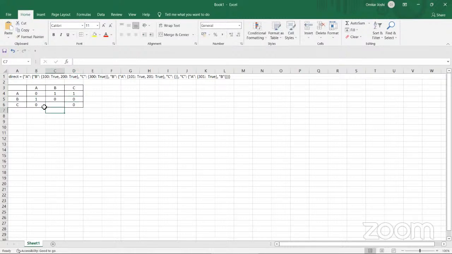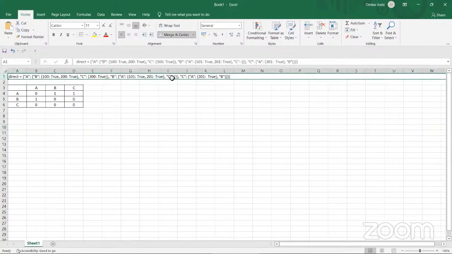By the way, everything was zero when we initially started it. I told you, right? When we call that create matrix function, everything is zero initially. Later on, we make it one whenever we find a train. So A to C, we did not find anything. Sorry, B to C. B to C, there is nothing.